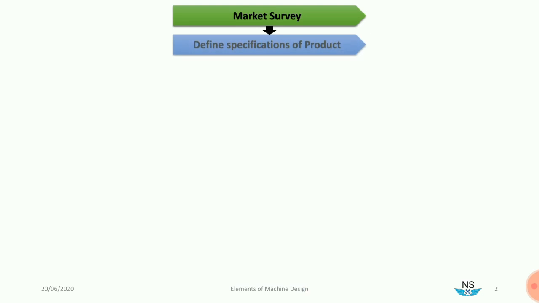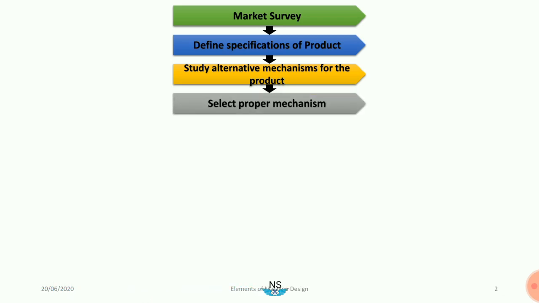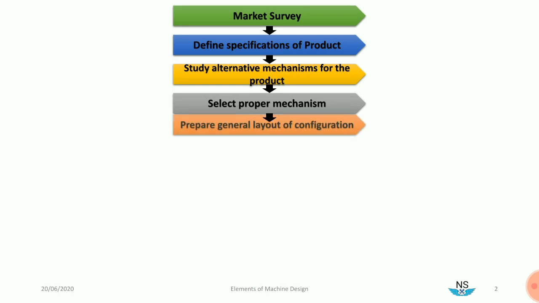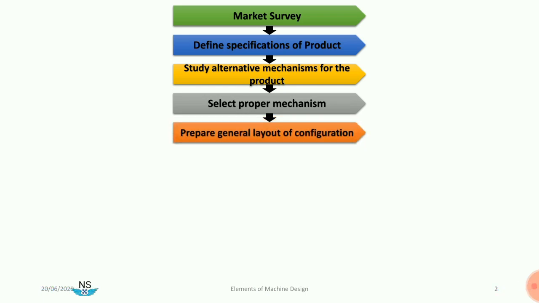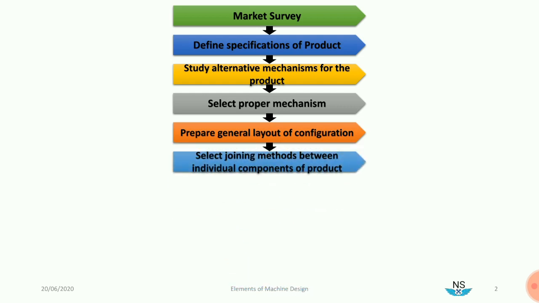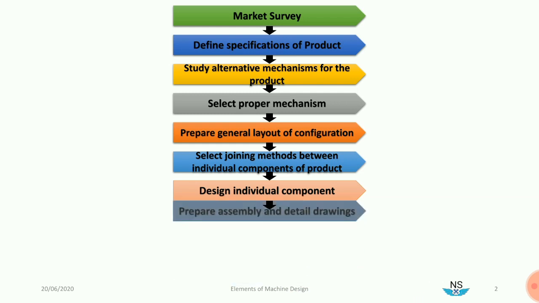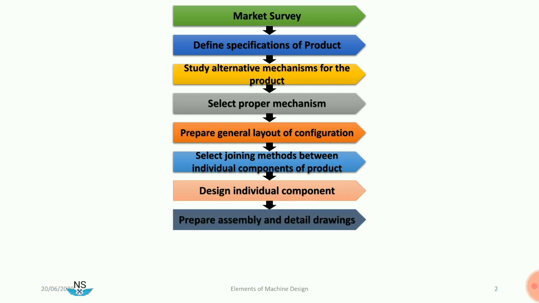The first step is a market survey. Then the second step is to define specifications of the product. The third step is to study alternative mechanisms for the product. Then the fourth step is to select the proper mechanism. Then prepare the general layout of configuration. Then the next step is to select joining methods between individual components of the product. Then the next step is to design individual components. The next step is to prepare assembly and detailed drawings.